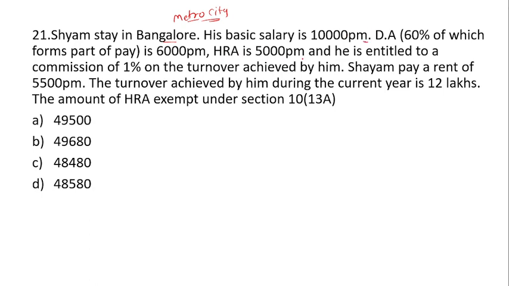Then HRA is 5,000 per month, and he is entitled to a commission of 1% of the turnover achieved by him. The turnover is 12 lakh. Sham pays a rent of 5,500 per month. The turnover achieved by his employer in the current year is 12 lakh. What is the amount of HRA exempted under Section 10 clause 13A? So here is a question of exemption. How do we calculate this?